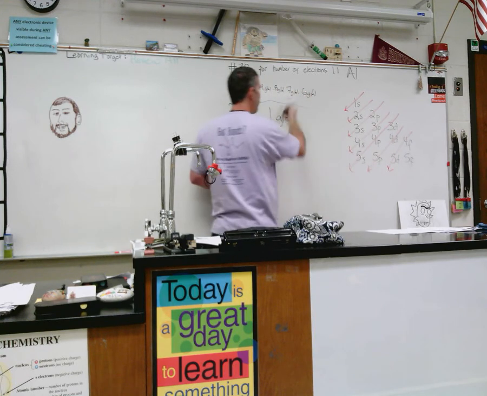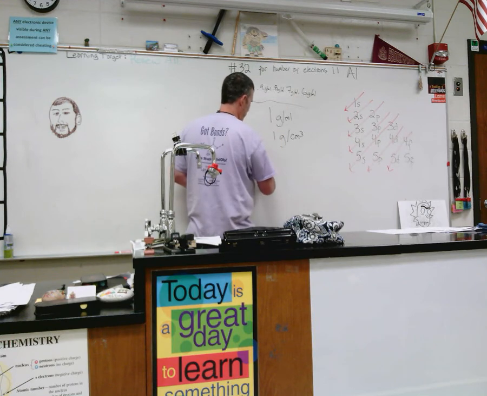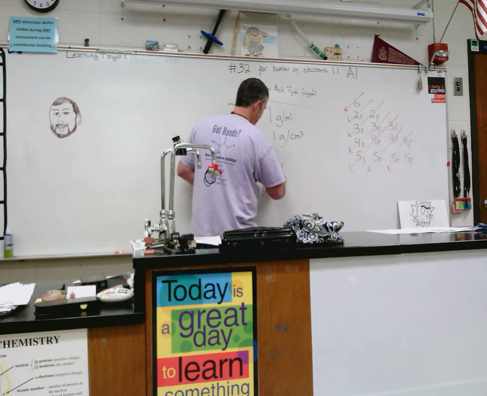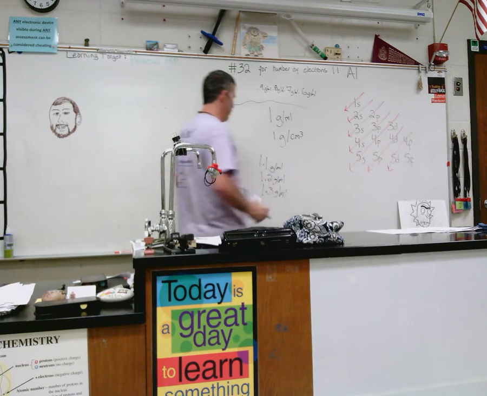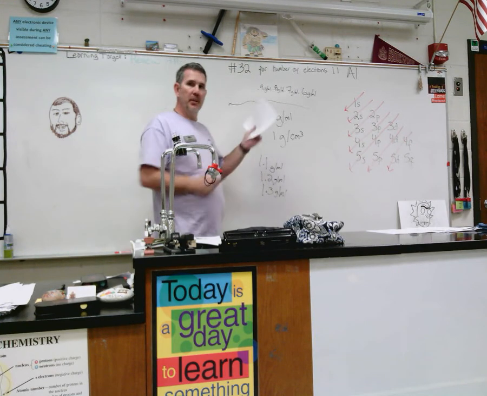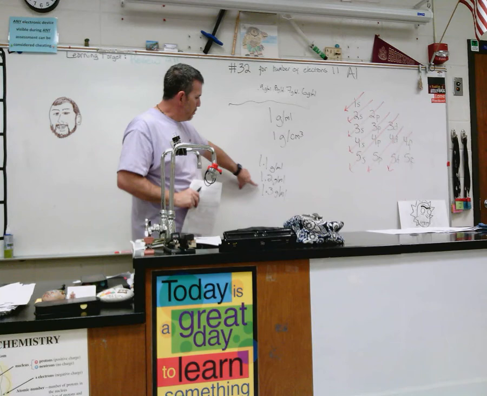Those are all going to float, whereas 1.1, 1.2, 1.3 grams per milliliter, if it has a density of that, it's going to sink. If it's greater than 1, it'll sink. If it's less than 1, it'll float. And you can put them in order. They would actually be in this order that they sank.